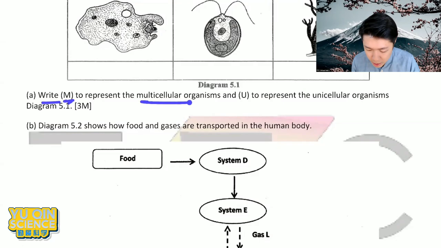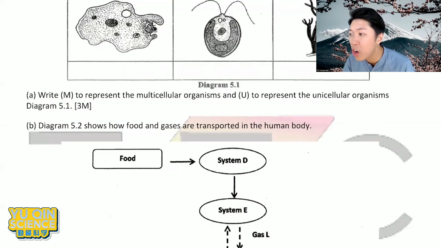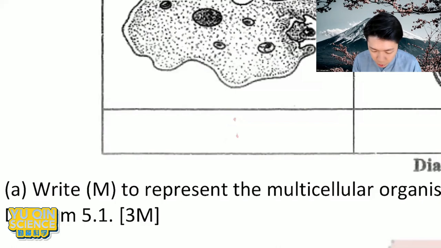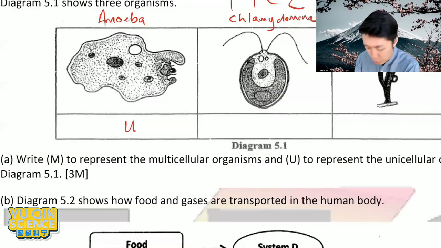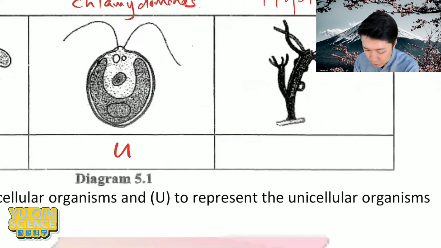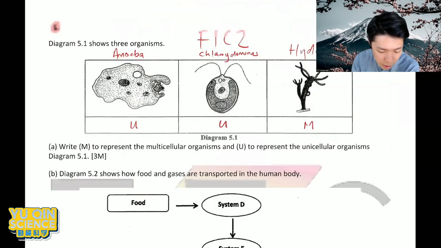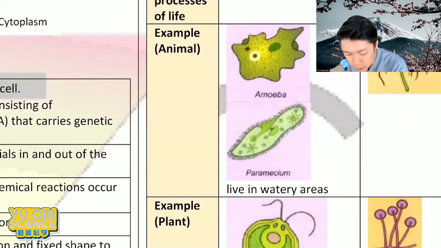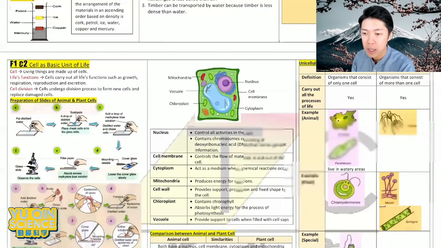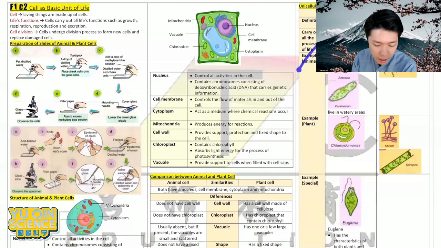Write M for multicellular, U for unicellular. Okay, so the first one, obviously, unicellular, only one cell, right? The next one is also unicellular. And the third one, that's your Hydra, which is multicellular, from animal cells. So quite simple. If you're wondering how you know, this page you have, you must refer to it, must remember, must know how to categorize. Is that all right? Okay, cool.